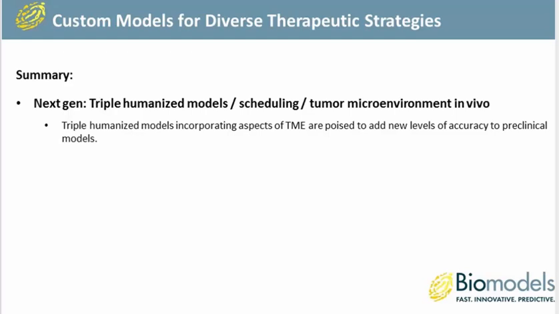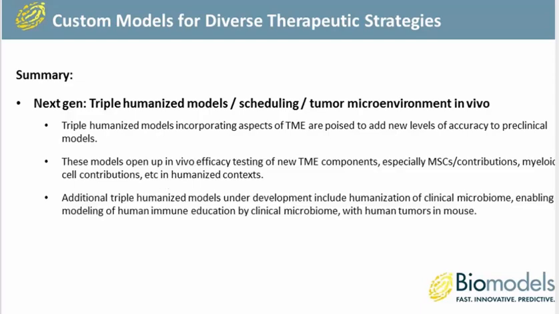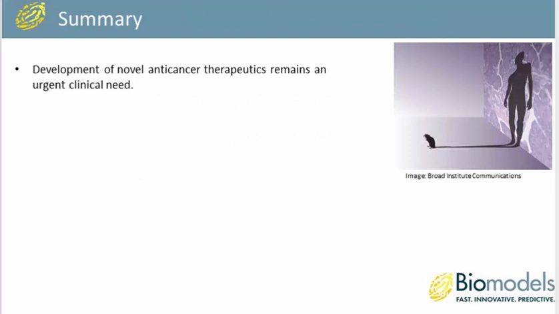So just to summarize this part, we're constantly trying to innovate and develop new models. Triple-humanized models in this fashion, and also the clinical FMT that I mentioned earlier, are poised to add new levels of accuracy to preclinical modeling. We hope for them to open up efficacy testing of new tumor microenvironment components, especially MSC contributions, myeloid cell contributions, et cetera, in humanized contexts. And we're developing more of these, as I just mentioned.